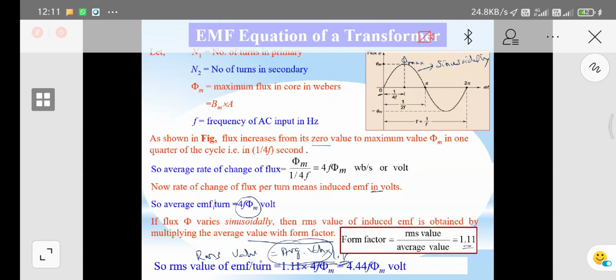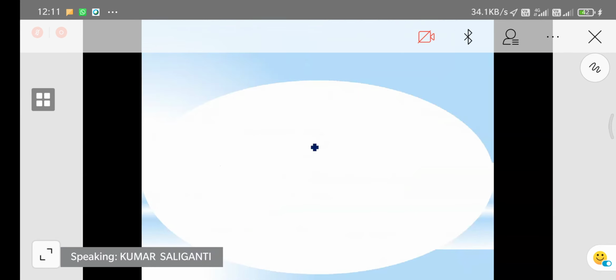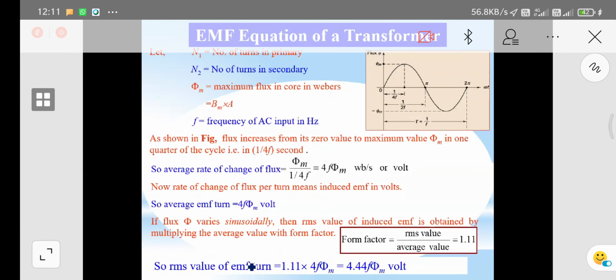So the RMS value of EMF per turn is equal to 1.11 into 4 f Φm, which is equal to 4.44 f Φm in volts. But I have to consider the number of turns, primary as well as secondary.